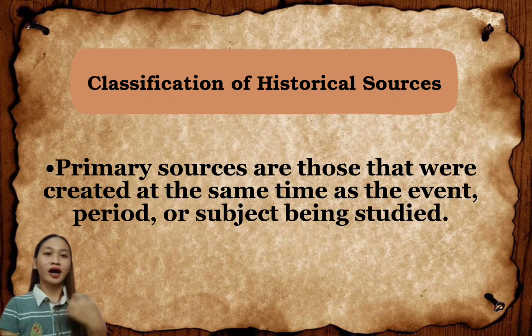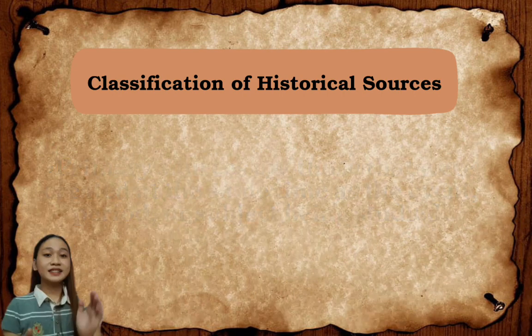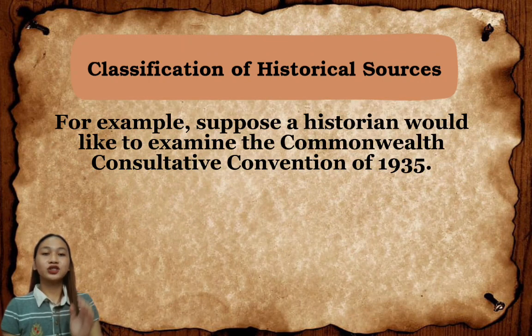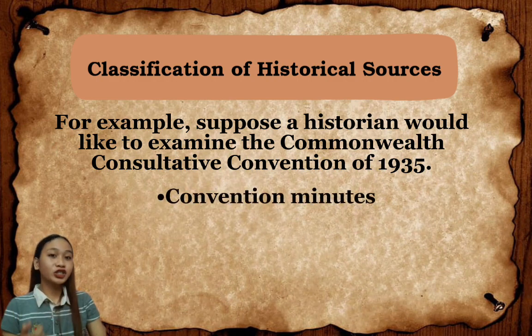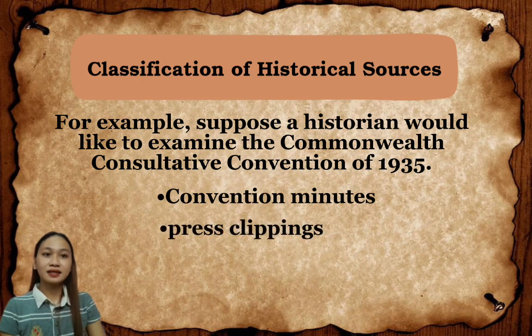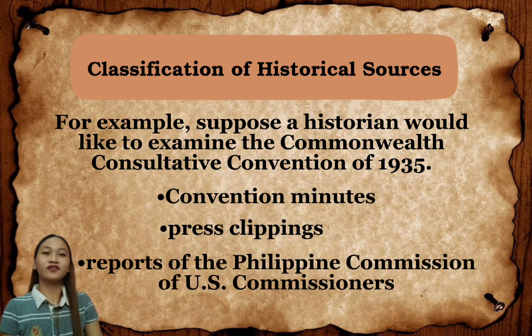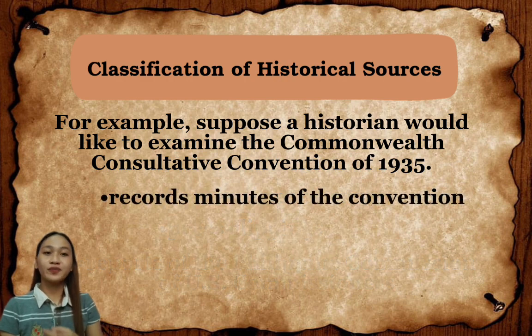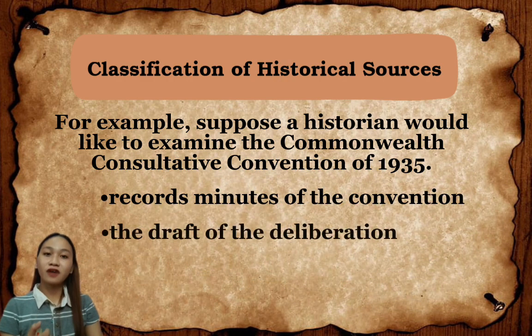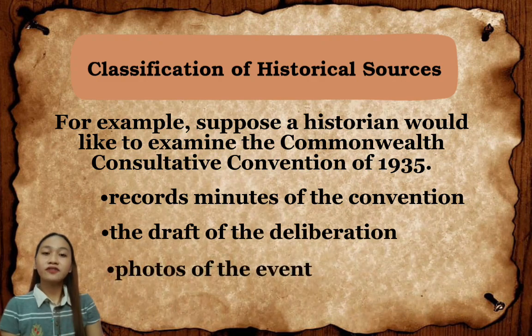Primary sources are those that were created at the same time as the event, period, or subject being studied. For example, suppose a historian would like to examine the Commonwealth Consultative Convention of 1935. Convention minutes, press clippings, reports of the Philippine Commission of U.S. Commissioners, records of minutes of the convention, the draft of the deliberation, and even photos of the event could all be potential primary sources in this case.